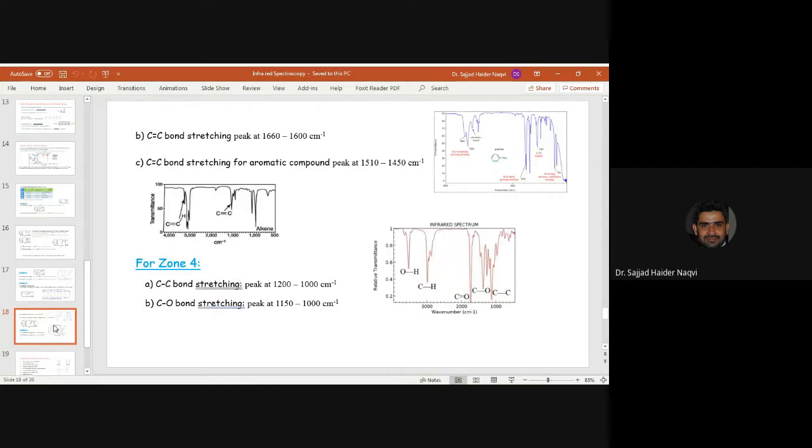Similarly, an example of carbon-carbon bond is being shown here. Then for zone 4, you have carbon-carbon single and carbon-oxygen single bond. They have peaks ranging in this range, and you can see the difference of carbon-oxygen bond here. This one is carbon-oxygen, and this one is carbon-carbon. So these all have very specific locations in terms of their wave number and specific shape, where you can identify and cross-examine the functional group.